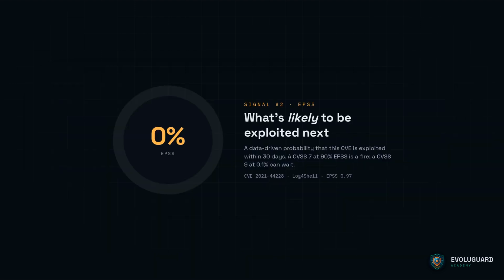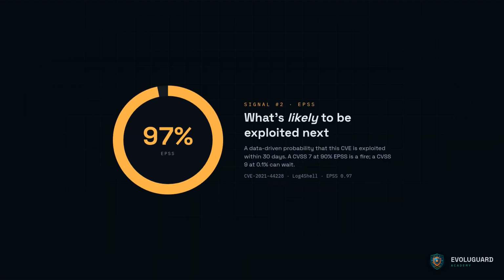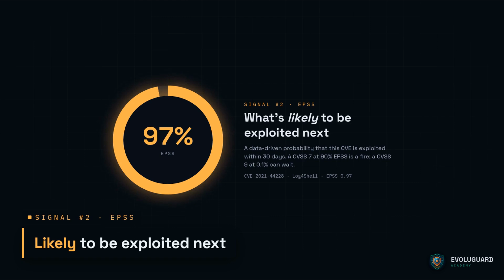The second signal, EPSS, the Exploit Prediction Scoring System. Where the KEV tells you what is being exploited, EPSS tells you what's likely to be. It's a data-driven model that outputs a probability, 0 to 100%, that a given vulnerability will be exploited in the next 30 days. A CVSS 7 with a 90% EPSS is a fire. A CVSS 9 with a 0.1% EPSS can almost always wait. EPSS lets you act on tomorrow's exploited list, today.